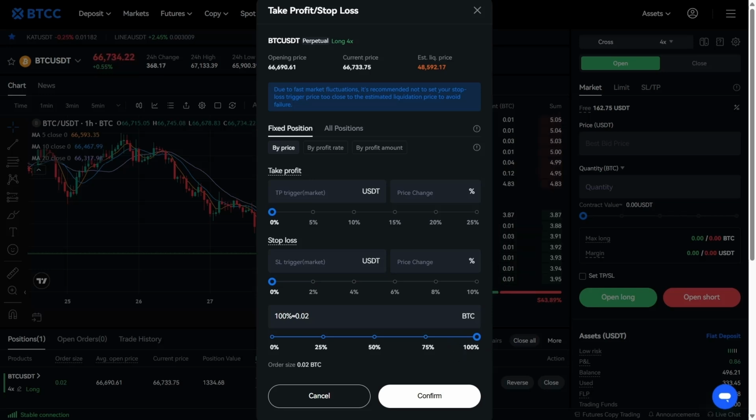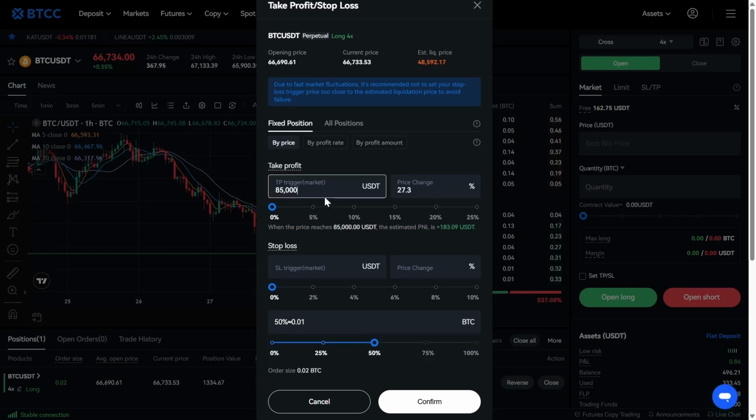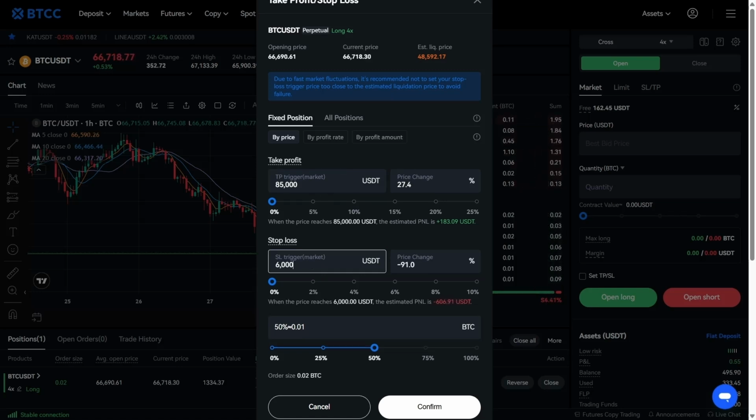If we wanted to create multiple take profit and stop loss orders, we can, let's say, use half of our position. So I will exit half of my position once Bitcoin hits 85,000. And I'll also protect myself a bit. So if Bitcoin hits 60,000, I'll sell 50% of my position. We can confirm this order.